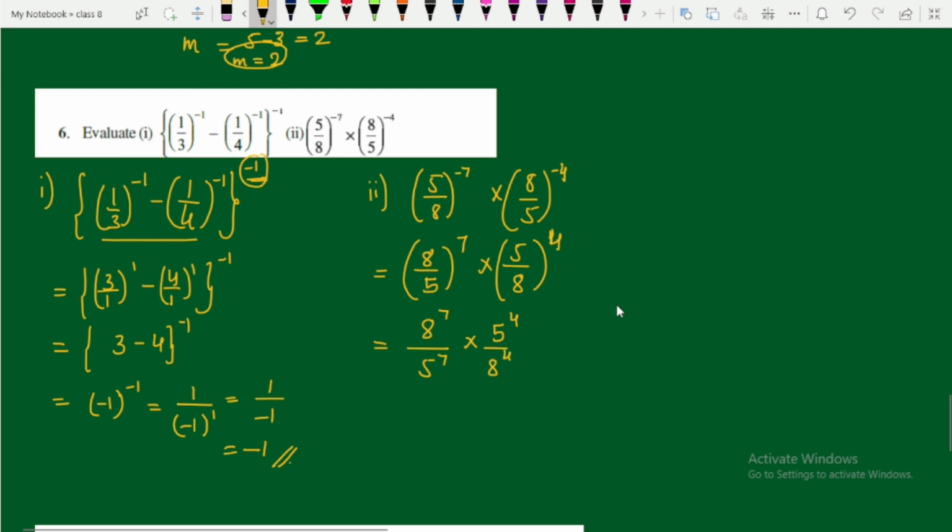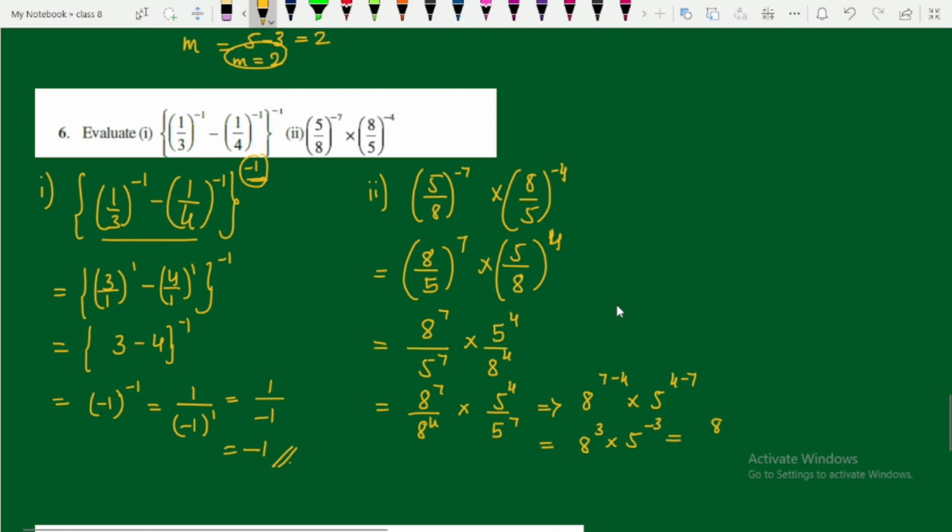Now the bases are the same, so we can write them together: 8 raised to 7 divided by 8 raised to 4, and similarly 5 raised to 4 divided by 5 raised to 7. Bases are same, so we write 8 raised to 7 minus 4, and similarly 5 raised to 4 minus 7. So this will give you 8 raised to 3 into 5 raised to minus 3.